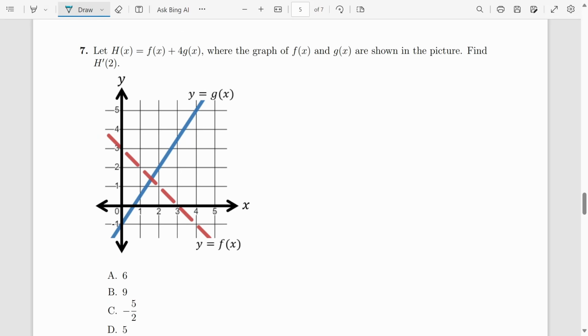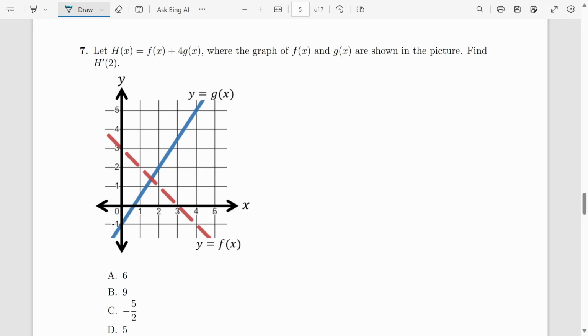All right, question 7. We're halfway done with this exam. Let h of x equal f of x plus 4g of x, where the graphs of f of x and g of x are shown in the picture. Find h prime of 2. So find the derivative of h and then plug in 2 for it.